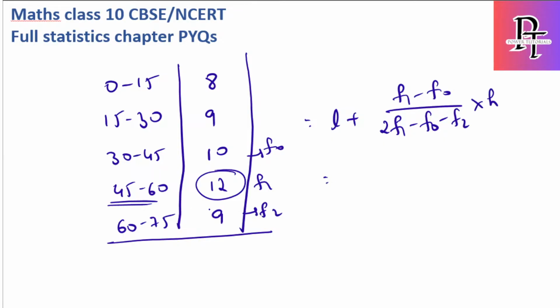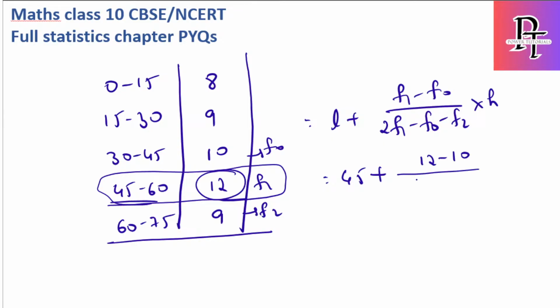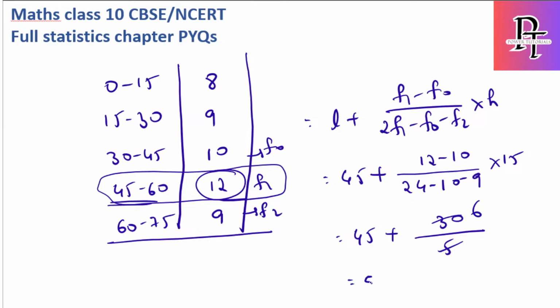The L value of the modal class is, this is the modal class now, whereas the median class we got earlier, but here this is the modal class. So here the L value is 45 plus F1 is 12 minus 10, by 2 into 12, which is 24, minus 10 minus 9, into H value 15. So simple now: 45 plus 2 into 15 is 30, by 24 minus 19 is 5. 5 times 6 is 30, so the mode value is 51.